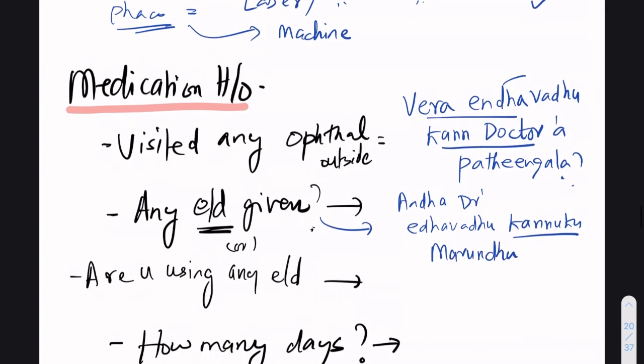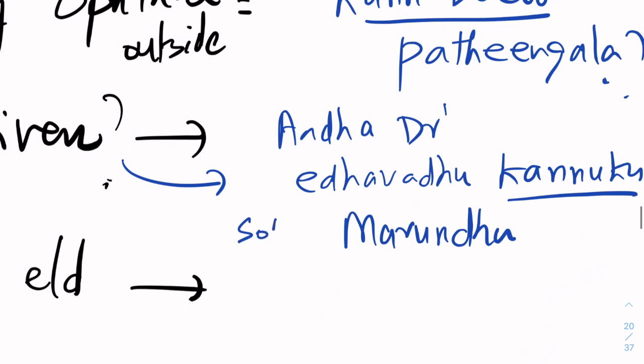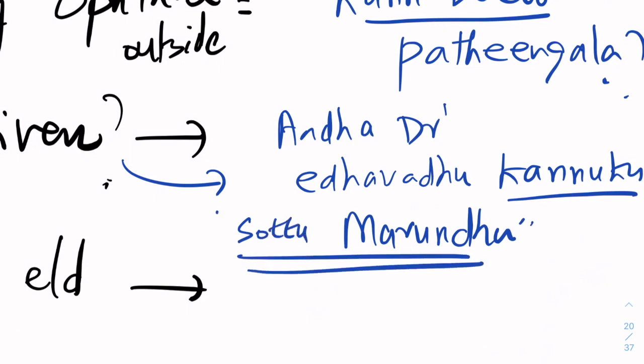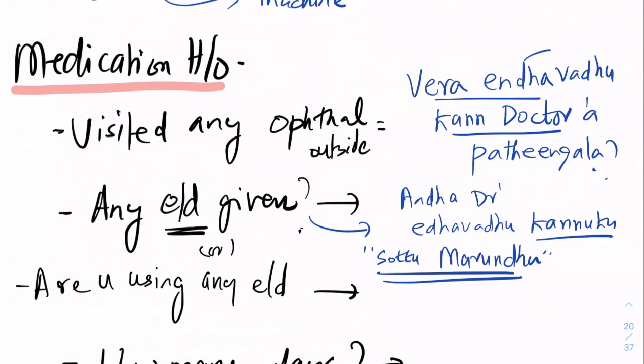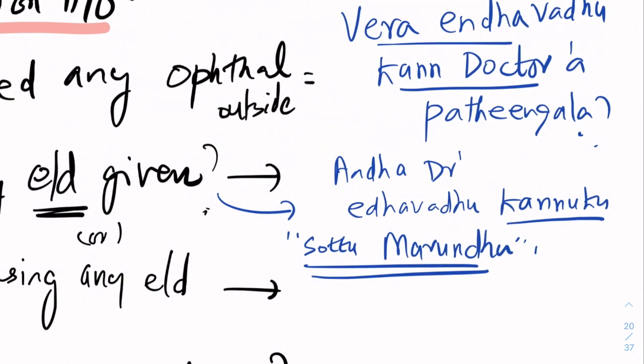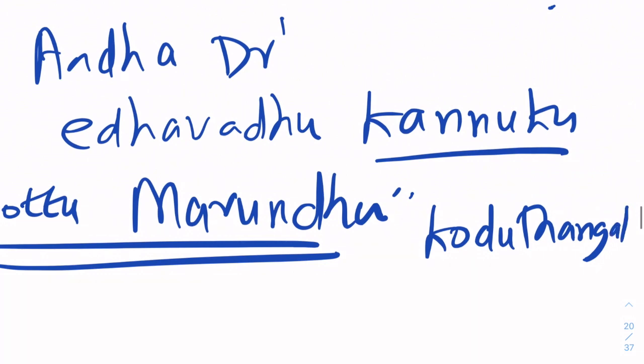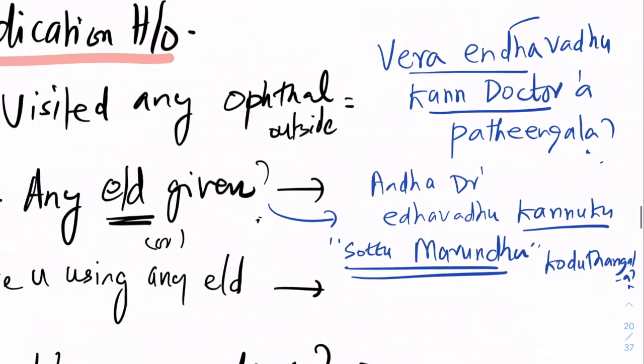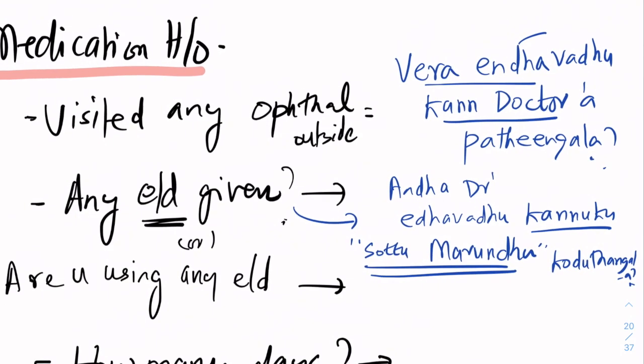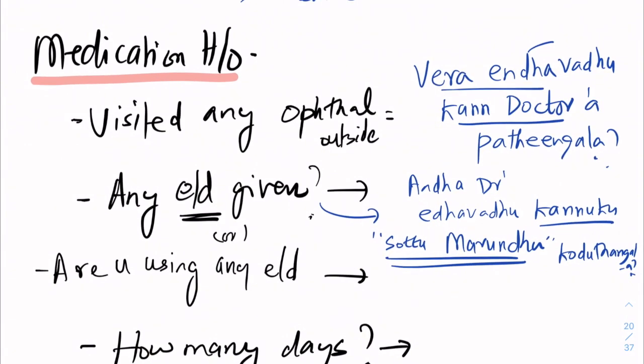To be more specific, it will be an eye drop. An eye drop is called சொட்டு மருந்து. சொட்டு மருந்து means a drop. So drop medicine. அந்த டாக்டர் ஏதாவது கண்ணுக்கு சொட்டு மருந்து கொடுத்தாங்களா. That will be: any eye drops given by that specific doctor. Or even if you don't want to ask about a specific doctor, ஏதாவது கண்ணுக்கு சொட்டு மருந்து கொடுத்தாங்களா.